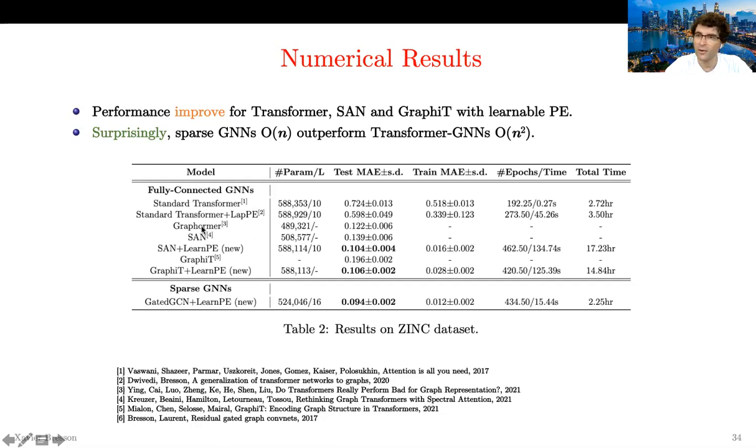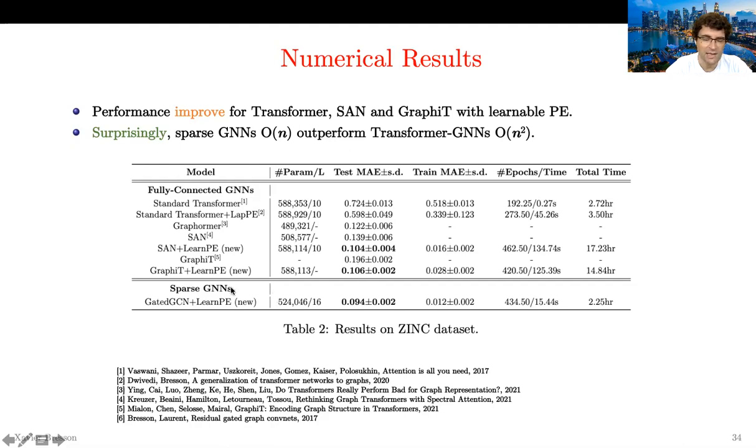If you look at, for example, GraphTransformers, the performance is quite good with 0.122. If you look at SAN, the performance is also good with 139. If you add this learnable positional encoding, then you can improve even further the performance, 104. This is Graphiti, the performance is 196. And if you add this learnable positional encoding, you can improve to 106. So adding learnable positional encoding actually improves transformer, SAN, and Graphiti.